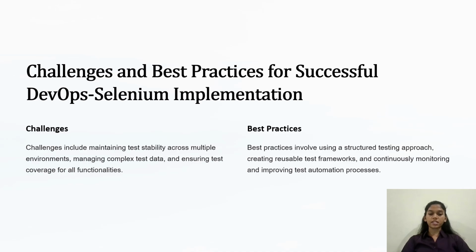Challenges and best practices for successful DevOps Selenium implementation. Challenges include maintaining test stability across different environments, managing complex test data, and ensuring comprehensive coverage. A common issue is flaky tests, where tests sometimes fail due to environmental factors rather than application issues. Use structured test frameworks, maintain reusable test cases, and continuously monitor automation performance. Implementing a page object model in Selenium helps maintain clean and reusable test scripts.